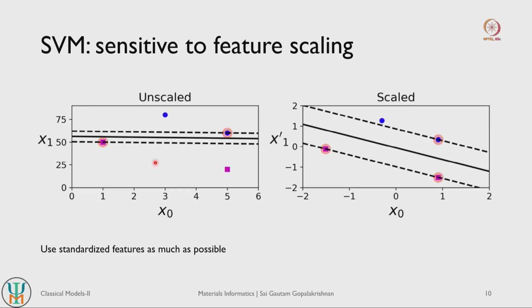So, here you have purple points and you have blue points, and if you used unscaled features and let us say this is the distribution of points, then the largest street that the support vector machine can put in is indicated by the dashed lines here, right. Whereas if we manage to scale the features and separate out the data points as so, you see that the street is much wider. So, in general models with wider streets are more robust, so they are less sensitive to outliers compared to models with narrower streets, right. So, it is very important in support vector machines to use standardized features as much as possible.